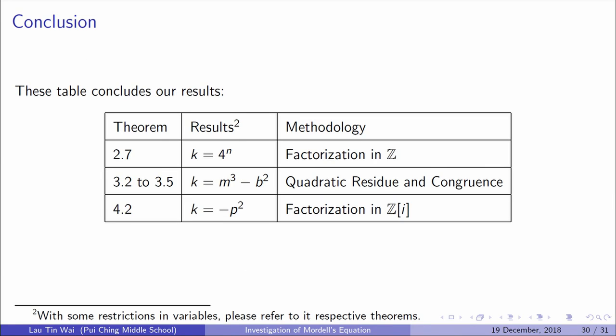So in conclusion, in Section 2, I consider factorization in Z, where I obtain the main result that k is a perfect power of 4, reducing into 3 lemmas of n equal to 0, 1, and 2. In Section 3, I consider quadratic residues, so I prove some of the classes of k have no solution. And at last, in Section 4, I consider factorization in Gaussian integers, which I obtain that k equal to minus p squared, where p is 3 mod 4, has the solutions I presented.